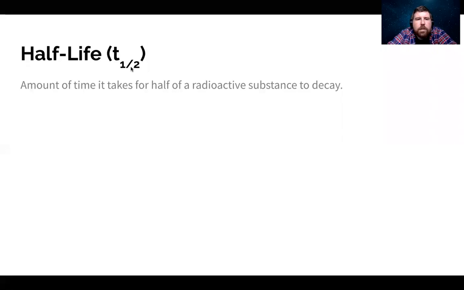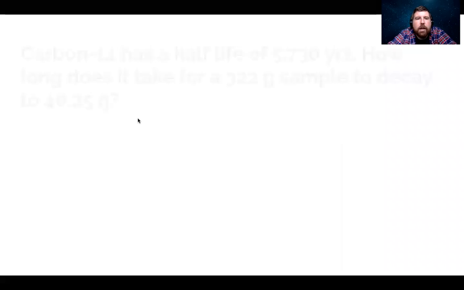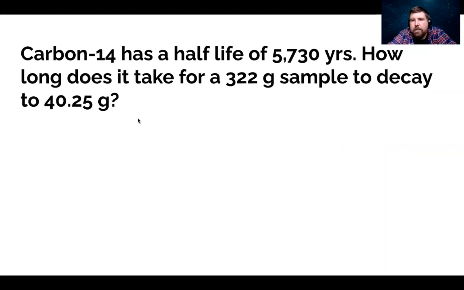So how could I approach and look at a problem type that looks at half-life? Carbon has this much half-life. How long does it take for a 322-gram sample to decay to 40.25 grams? Well, all you really need to do is take your initial mass, your initial sample, which is 322 grams, and cut it in half. We know that each time we cut it in half, 5,730 years has gone by.